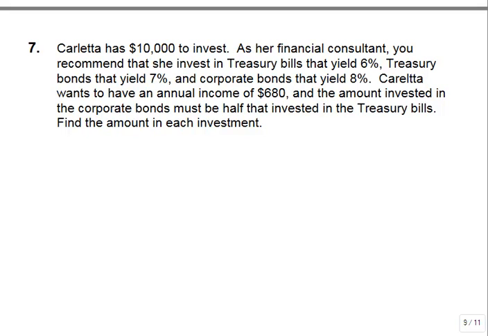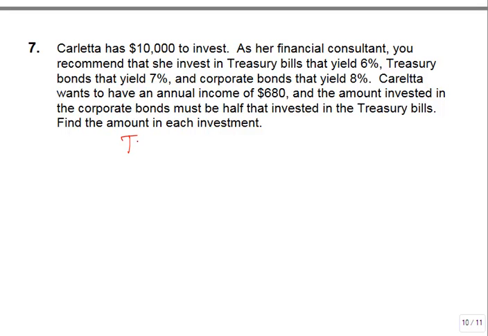Okay, we're going to finish up with just a couple of word problems here. Number 7 says that Carletta has $10,000 to invest. As her financial consultant, you recommend that she invest in treasury bills that yield 6%, treasury bonds that yield 7%, and corporate bonds that yield 8%. Carletta wants to have an annual income of $680, and the amount invested in the corporate bonds must be half that invested in the treasury bills. Find the amount in each investment.